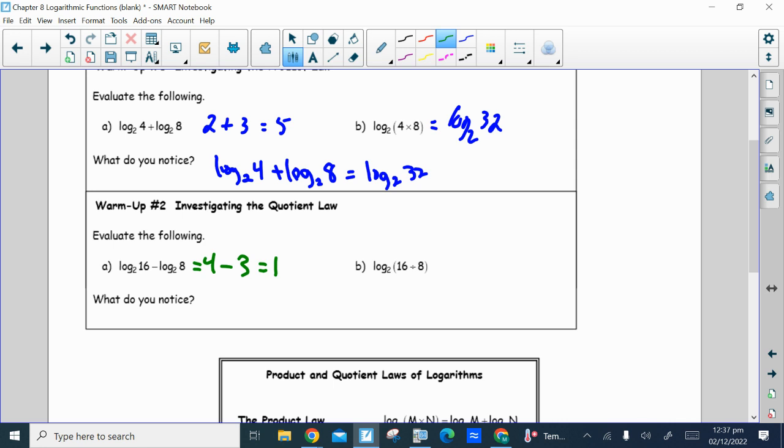Then it says, what about log base 2 of 16 divided by 8? Well, that'll be log base 2 of 2. 16 divided by 8 is 2. And log base 2 of 2 is asking 2 to what power is 2? The answer is 1. Using the change of base, you can always also go log 2 over log 2. You're dividing something by itself. You get 1. So what do we notice? We notice that log base 2 of 16, take away log base 2 of 8, gives us the same answer as log base 2 of 16 divided by 8.